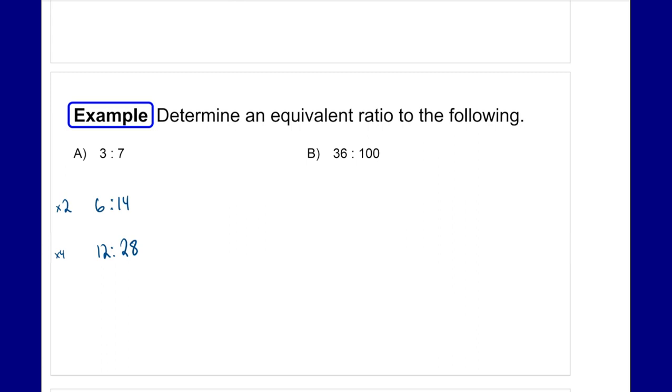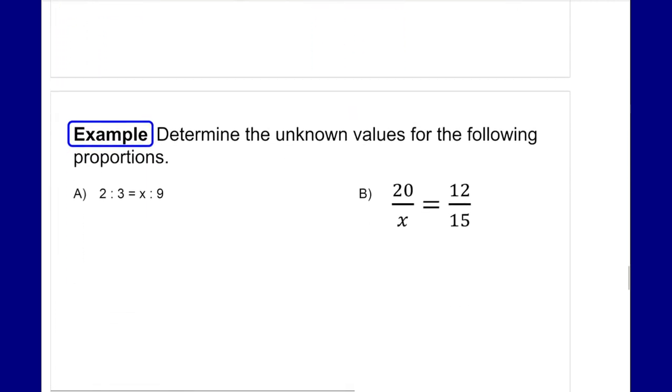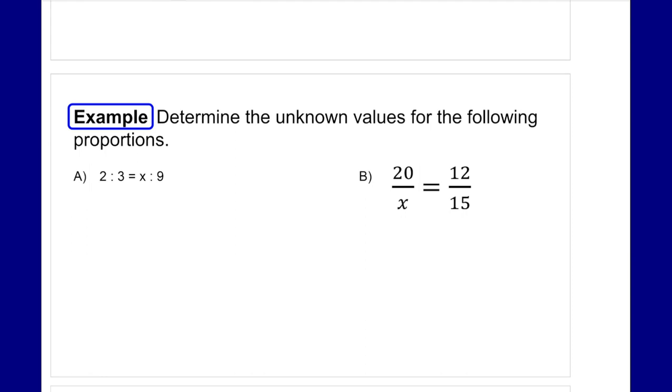Same thing for B, 36 to 100. I could multiply them both by 2 and get 72 to 200. I could also work backwards or reverse and divide. I could divide by 2 and get 18 to 50. That would be equivalent. So essentially that's what we're doing. We're trying to set up equivalent ratios or equivalent fractions in our proportions, and we're going to do that by using cross multiplication.